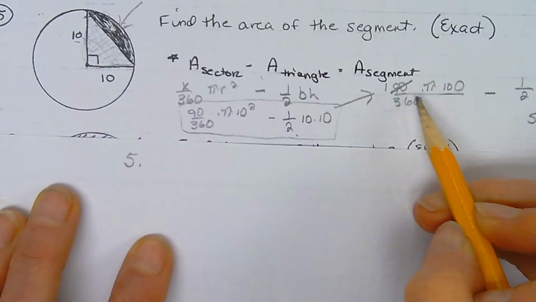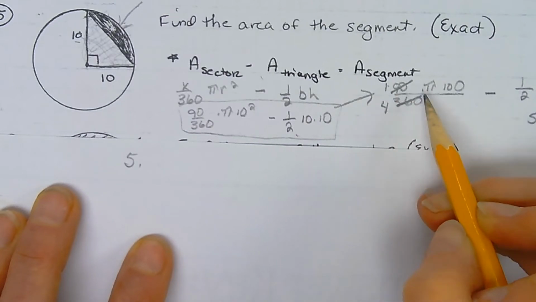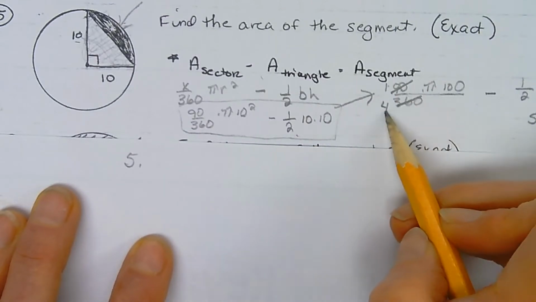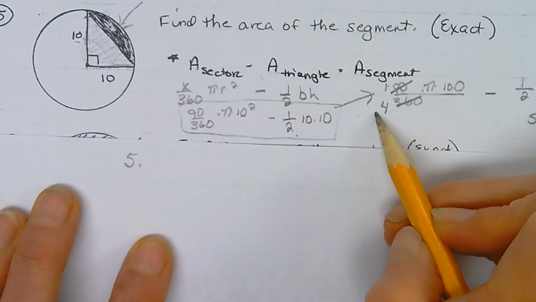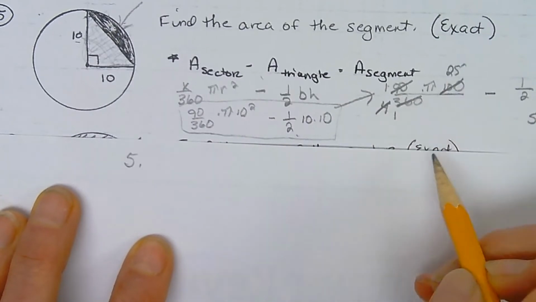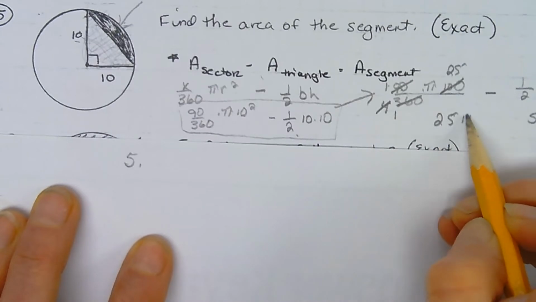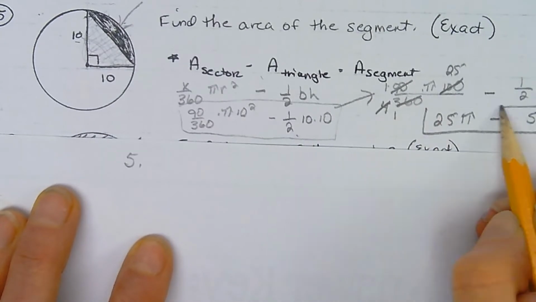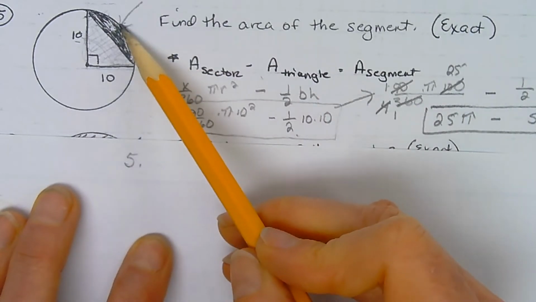This is 1 and this is 4. 90 goes into 90 once. 90 goes into 360 4 times. I also see I have a 4 and 100 up here, so I can cancel this and make it 1, and cancel this and make it 25. So I end up with 25 pi minus 50, and that's the area of the segment that's left.